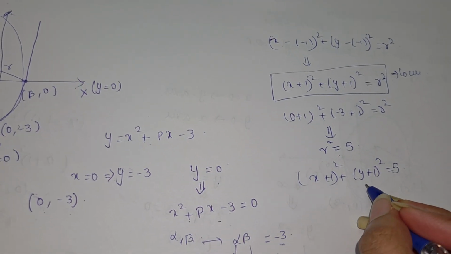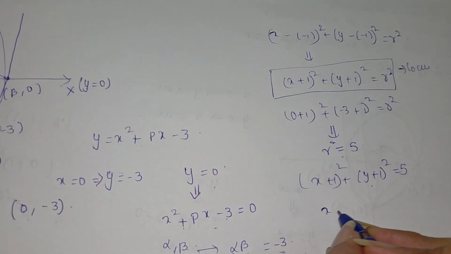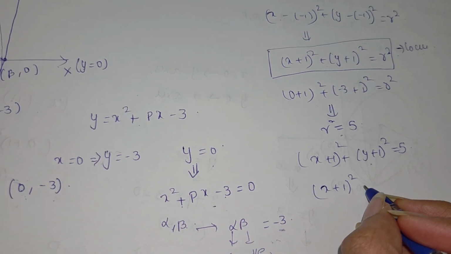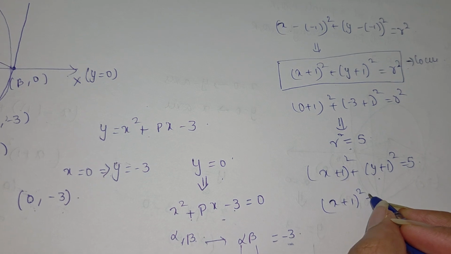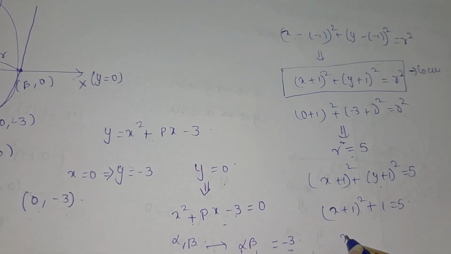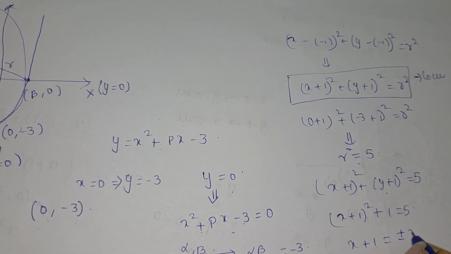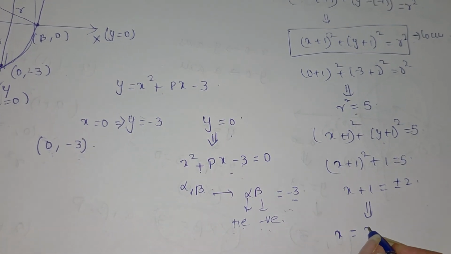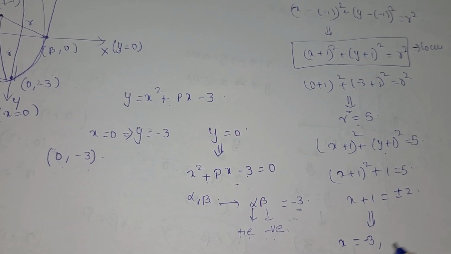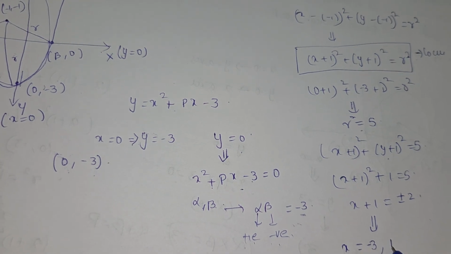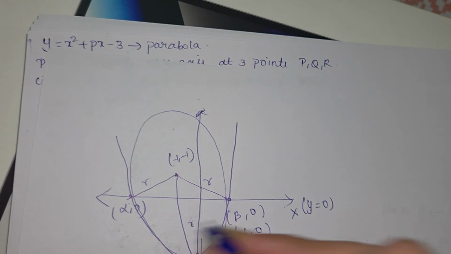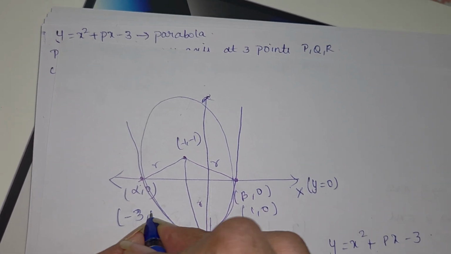Now if we substitute y equals 0, we will get the x intersection points of the circle. That is the same as the intersection points of the parabola. So (x plus 1) whole squared plus 1 equals 5. That is, x plus 1 equals plus or minus 2. So this implies that x could be either minus 3 or 1. So these points are (1, 0) and (-3, 0).